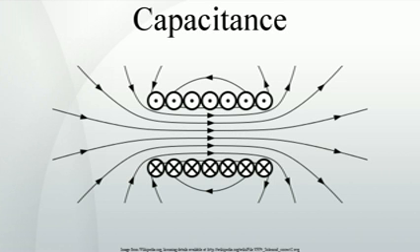Elastance. The reciprocal of capacitance is called elastance. The unit of elastance is the daraf, but it is not recognized by SI.